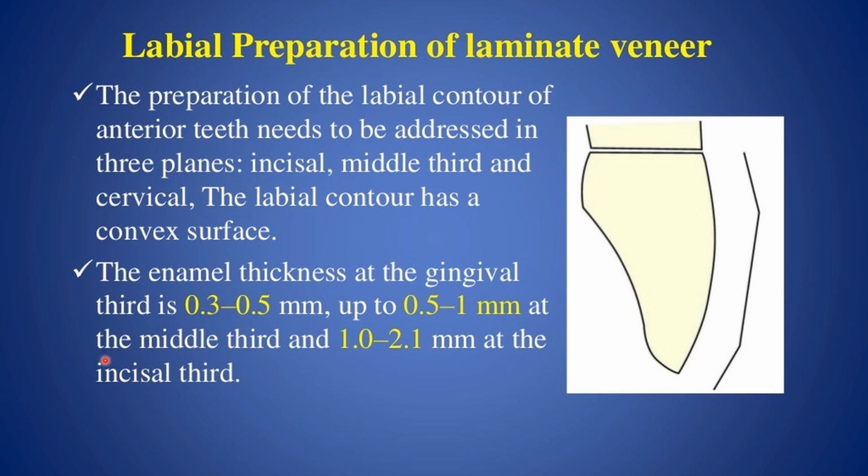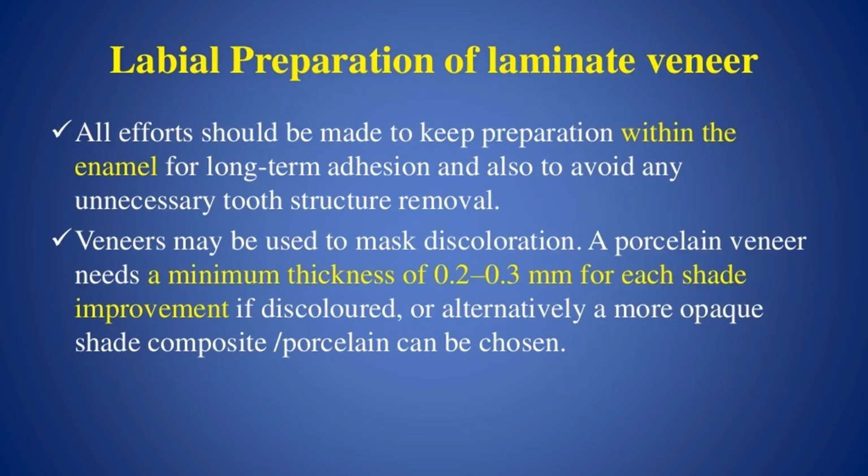41. Burs used for laminate veneer preparation. 42. Labial preparation of laminate veneer. The preparation of the labial contour of anterior teeth needs to be addressed in 3 planes: incisal, middle third, and cervical. The labial contour has a convex surface. The enamel thickness at the gingival third is 0.3 to 0.5 mm, up to 0.5 to 1 mm at the middle third and 1.0 to 2.1 mm at the incisal third. 43.